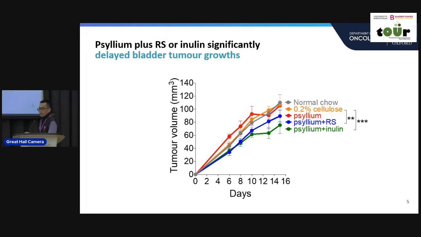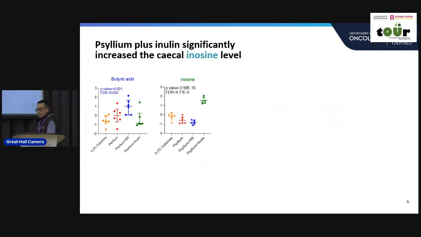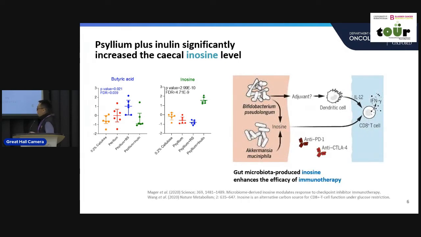The gut microbiota and dietary fiber may execute their function via secretion of metabolites, so I did untargeted metabolomic analysis of the cecum content. I can see psyllium plus resistant starch increased butyric acid, and psyllium plus inulin increased the inosine level. However, I knew nothing about inosine at that time. That's why I Googled it, and I realized that 2 papers published in Science and Nature Metabolism in 2020 have proven that gut microbiota-produced inosine can enhance the efficacy of immune checkpoint blockade via activation of cytotoxic T cells. So this reminded me to look back at the local tumor immune response.